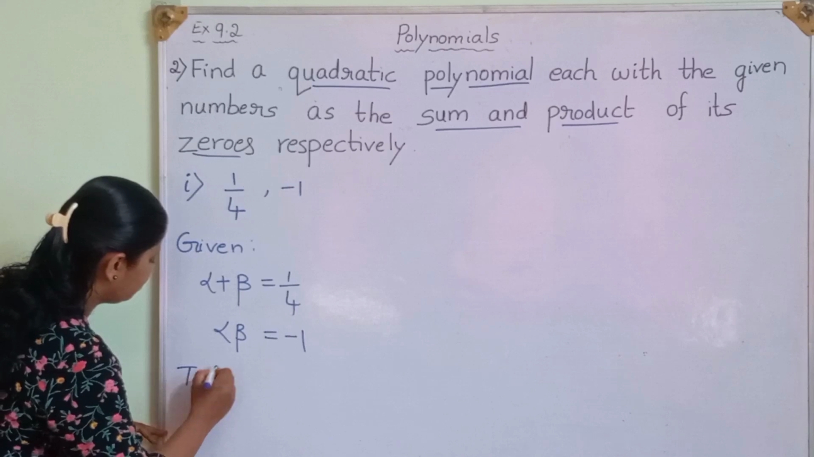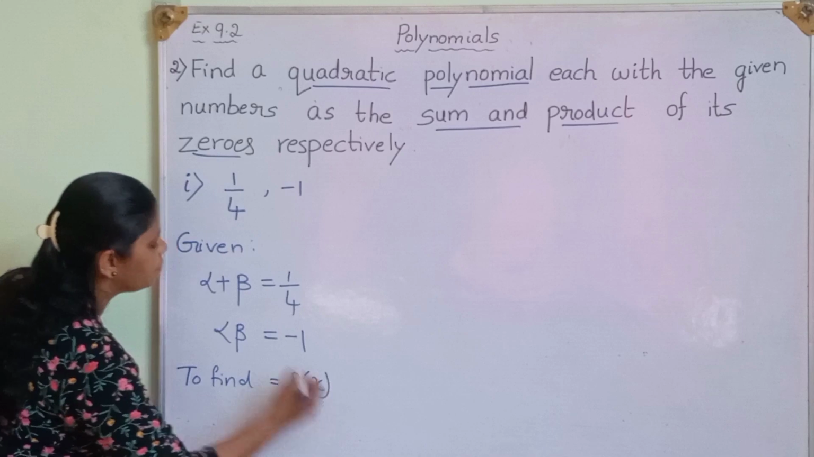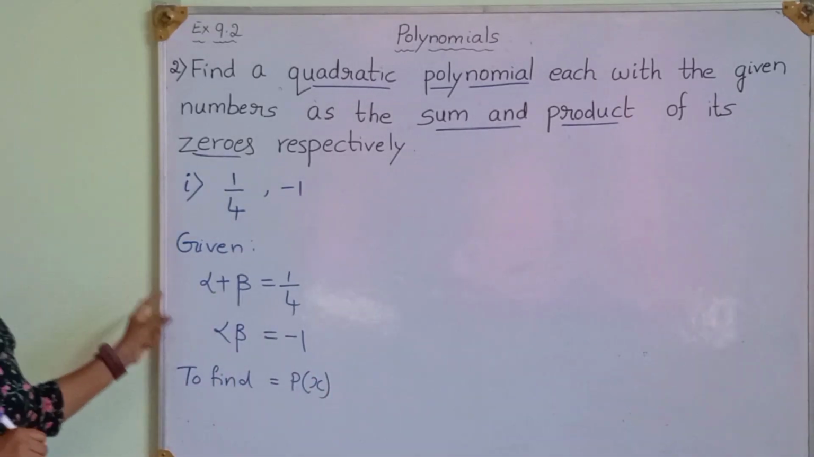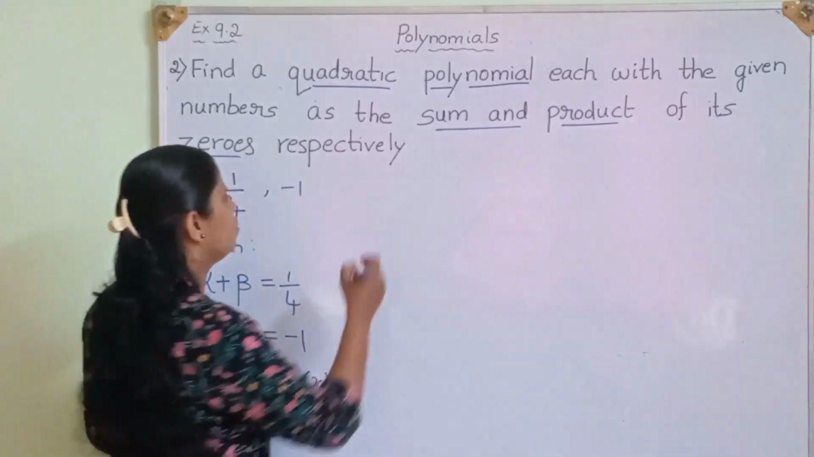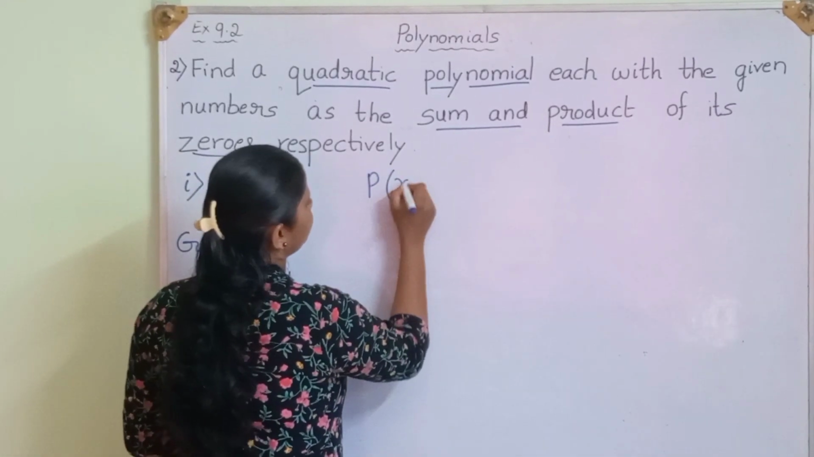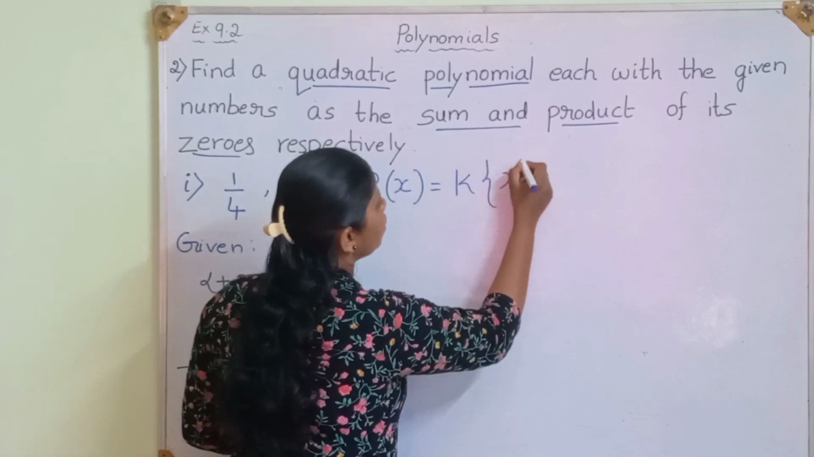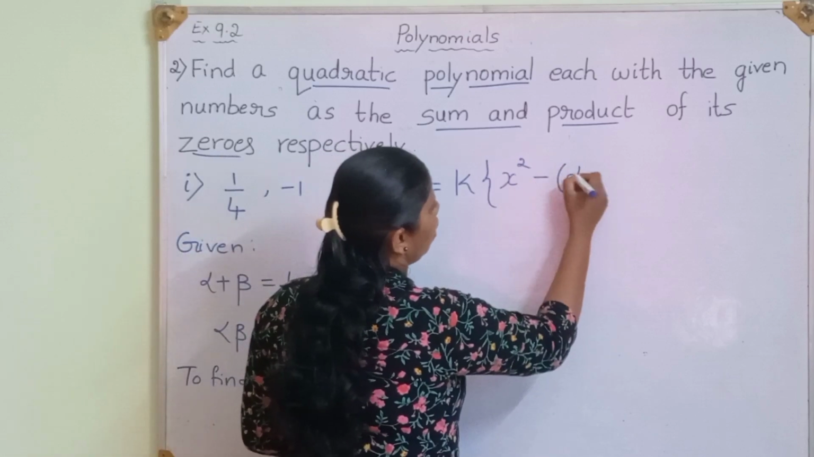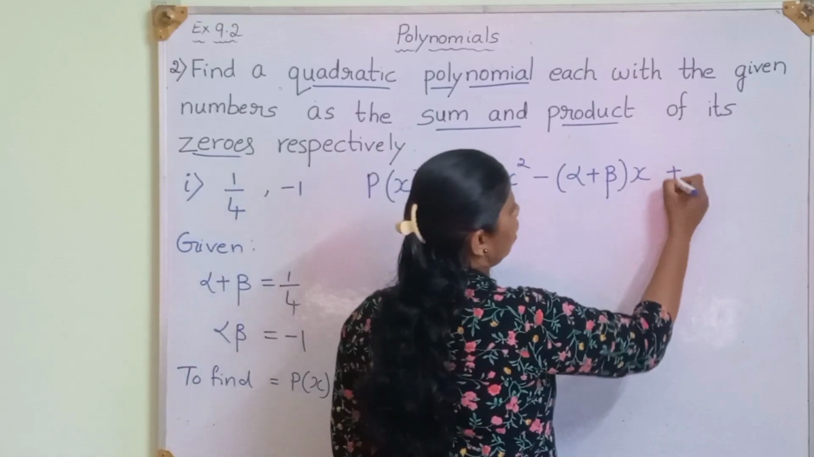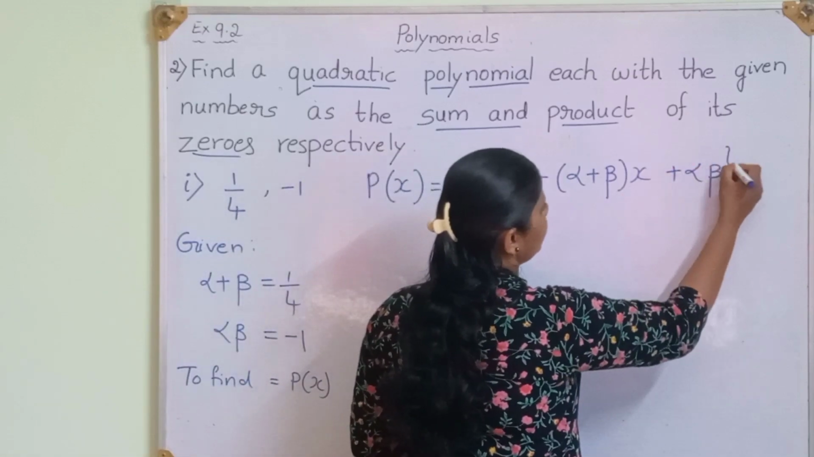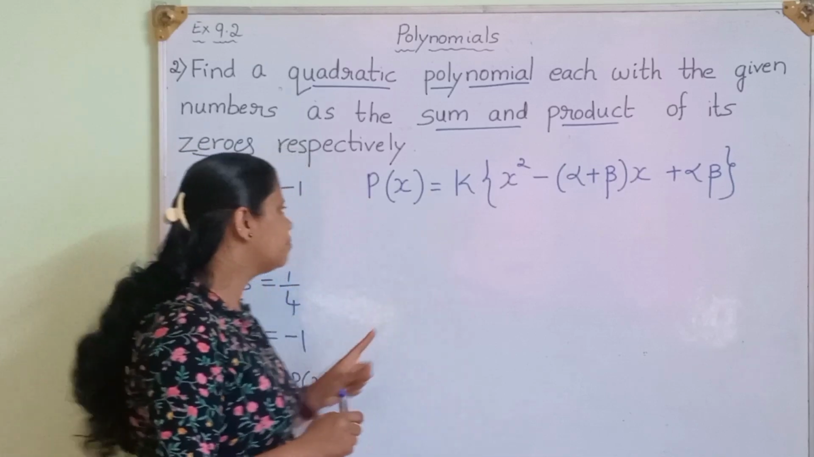What we have to find? We have to find p of x, the polynomial. When alpha and beta, the zeros of the polynomial, are given, it can be written in the form of p of x is equal to k into x square minus alpha plus beta into x plus alpha beta, right? Where k is a non-zero real number, right?